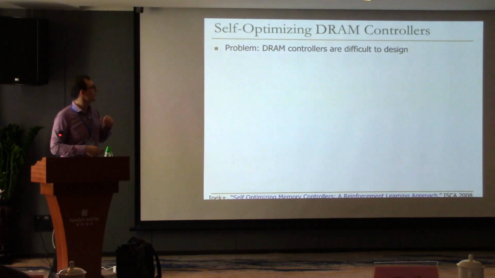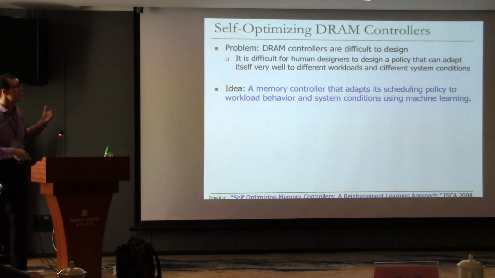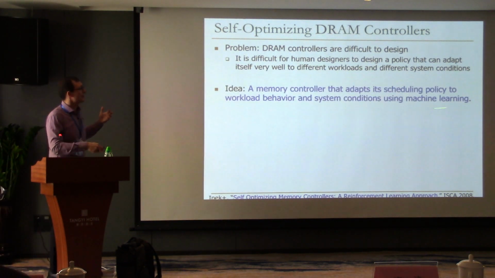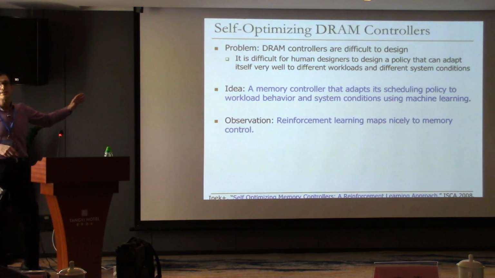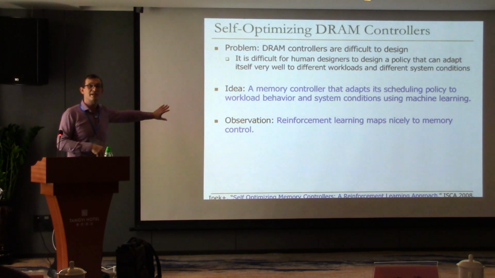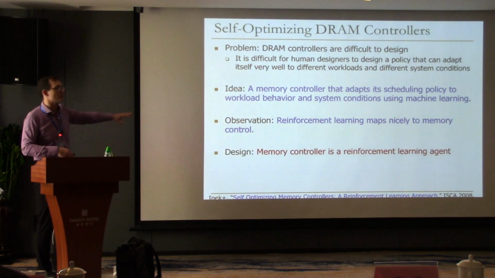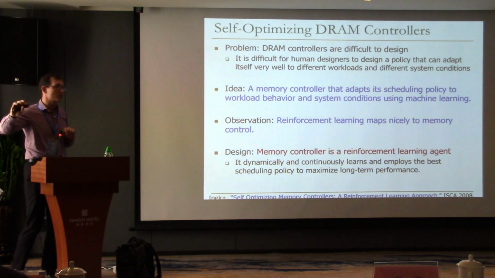And this is the idea of self-optimizing memory controllers. Essentially, we're going to use machine learning. It's difficult for humans to do this. So why don't we have a memory controller that uses machine learning to adapt its policy? And then the question is, of course, what machine learning do you use? We found that reinforcement learning maps very nicely to memory control in this case. Memory control is a reinforcement learning agent. It dynamically and continuously learns the best policy over time.